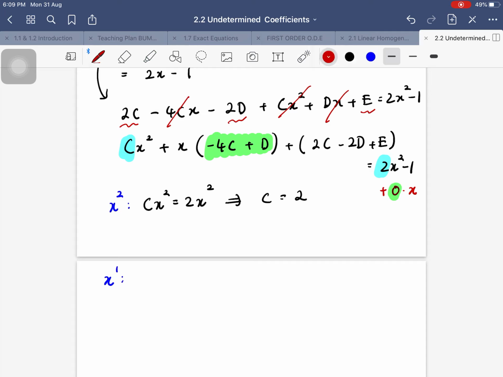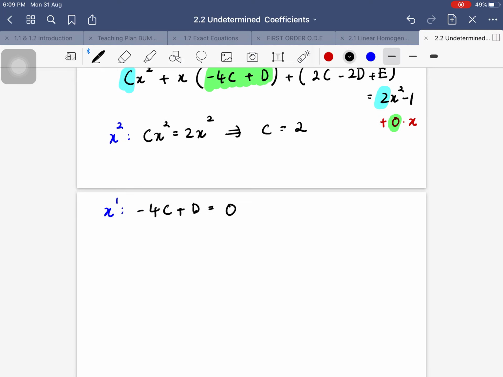So here we can write that negative 4c plus d is going to equal 0. We already know the value of c. The value of c is going to equal 2. So when we substitute, I'm going to have negative 4 multiplied by 2 plus d is going to equal 0. So what is my d value? My d value is going to equal 8. So that is upon the comparison of the coefficient.